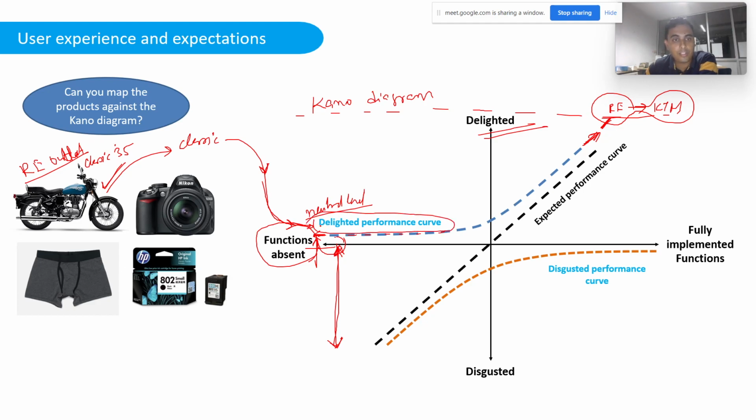Okay, so can you classify such a product, which particular curve will it follow?